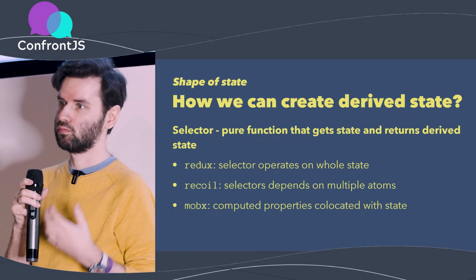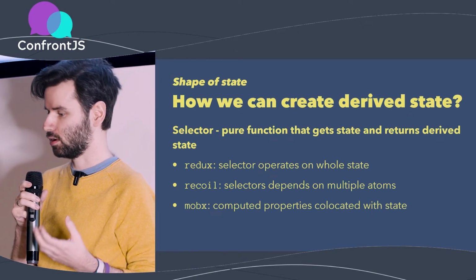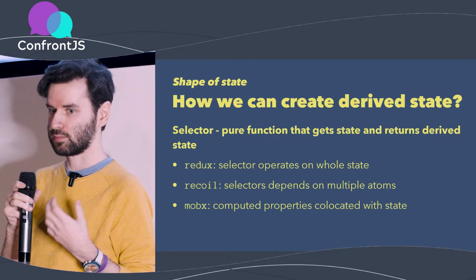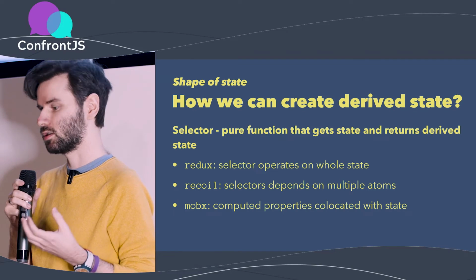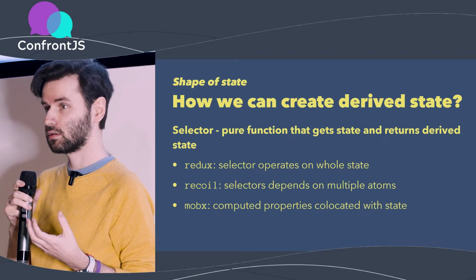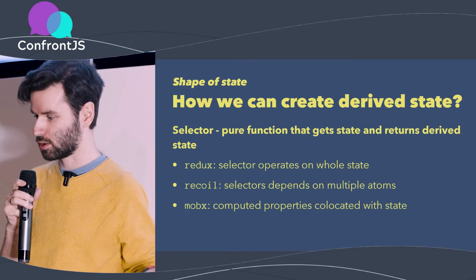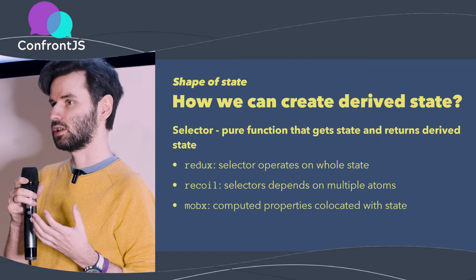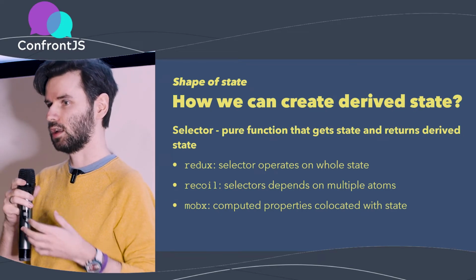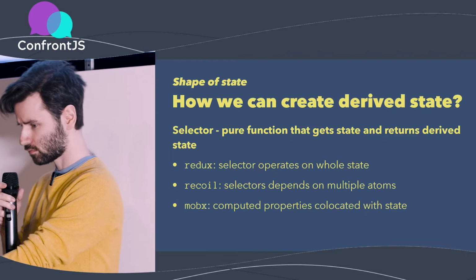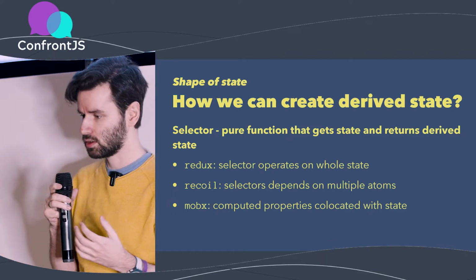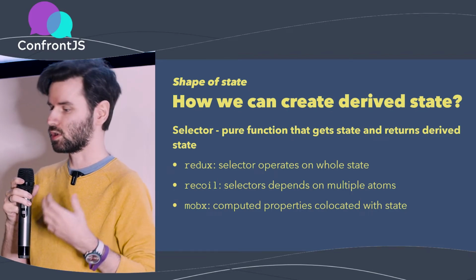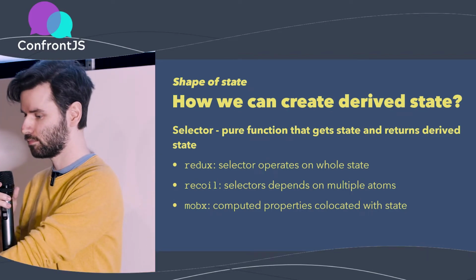But reading the whole state value is often not enough for us. We need to derive some state or select a specific portion of it. Redux introduced this idea of selectors, pure functions, again, previous presentation helpful, that accept the whole state as an input and calculate a new state value. Redux uses exactly this. A selector in Redux gets the whole state as its argument.